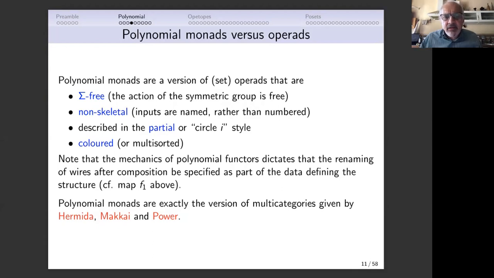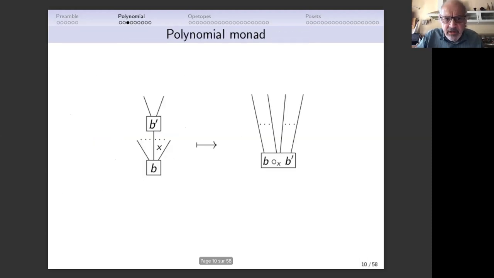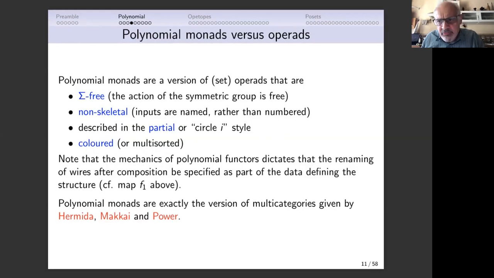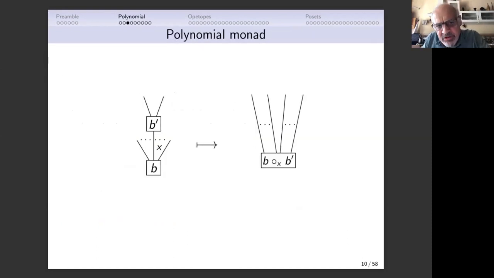So instead of the classical presentation of operads by simultaneous composition, here you would compose B simultaneously on all its inputs with other operations. That would be the classical definition. And finally, it's colored because there are colors on the inputs. And what I forgot to say, of course, is you plug operations with matching colors. So the output should be colored like this input. Okay.